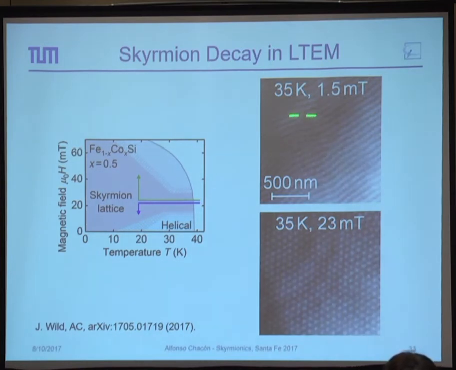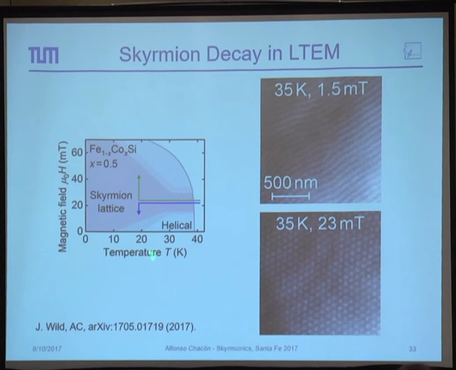At 35 Kelvin and 1.5 millitesla, we observe the typical helical lattice. The pitch is about the same. And at 35 Kelvin and 23 millitesla, which is of course not corrected for the magnetization effects, we observe the skyrmion lattice. We can pull the sample down. The lowest temperature achievable in this setup is about 10 Kelvin, and we observe a very, very large area of skyrmion phase, as expected.